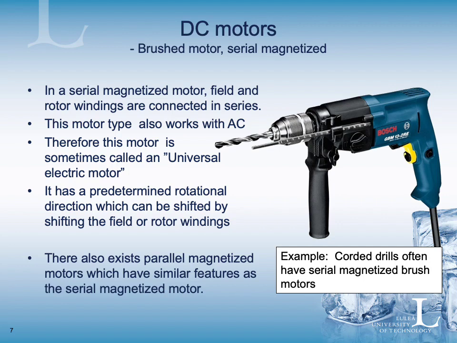It has a predetermined rotational direction, which can be shifted by shifting the direction of the current in the field or rotor windings. There also exist parallel magnetized motors instead of serial magnetized, but they have similar features, so we don't have to talk about them separately.